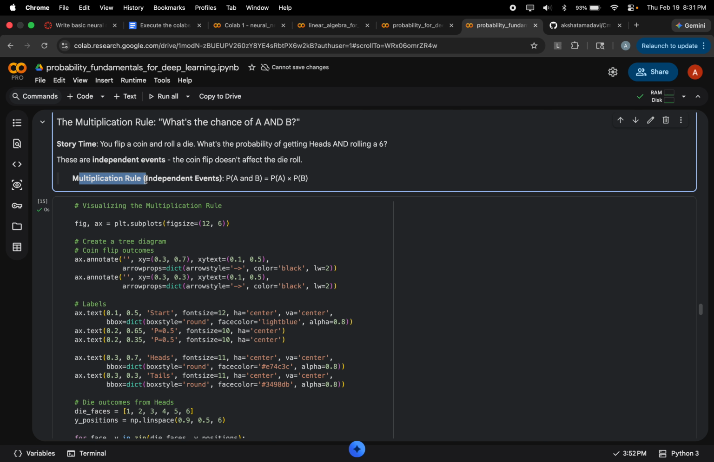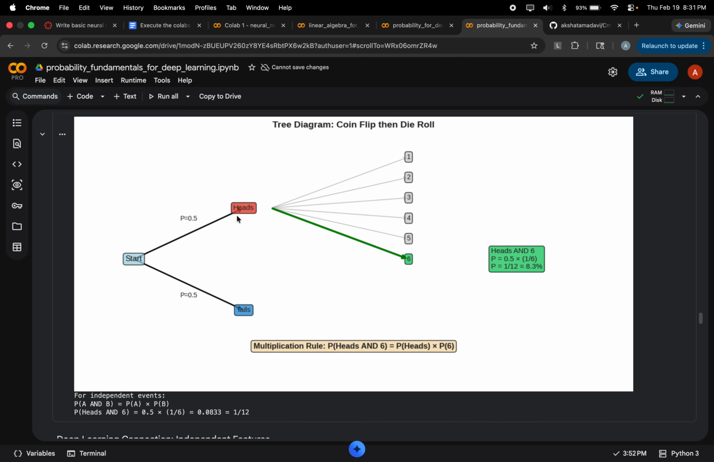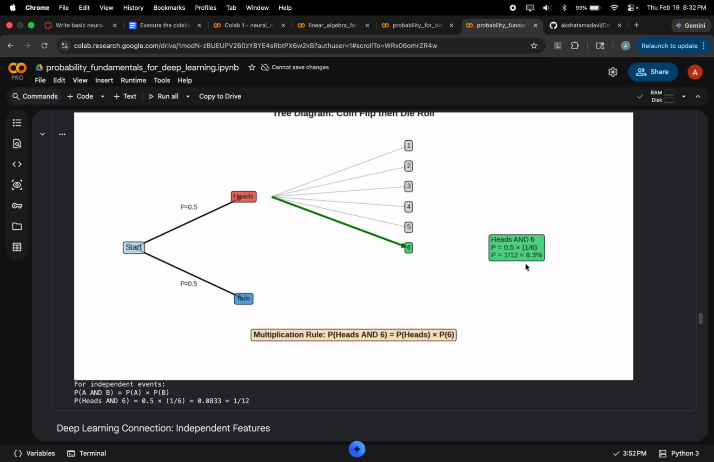Here comes the multiplication rule for independent events. The probability of A and B happening together is just the individual probability of A multiplied by the individual probability of B. Let's see the diagram. The probability of getting heads or tails is 50-50%. Now after that we flip a die and want to get a 6. So the probability of this is 0.5 and this is 1 by 6, so it will be around 8.3%.